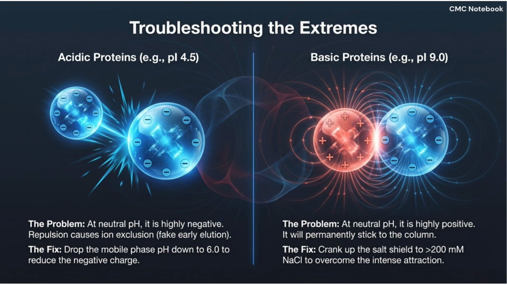Sometimes you'll deal with extreme proteins. For highly acidic proteins with low pI, the repulsion is so strong you might need to drop the pH to 6.0 to reduce that negative charge. For very basic proteins with high pI, the attraction is intense, so you must crank up the salt shield over 200 millimolar to keep them from sticking.